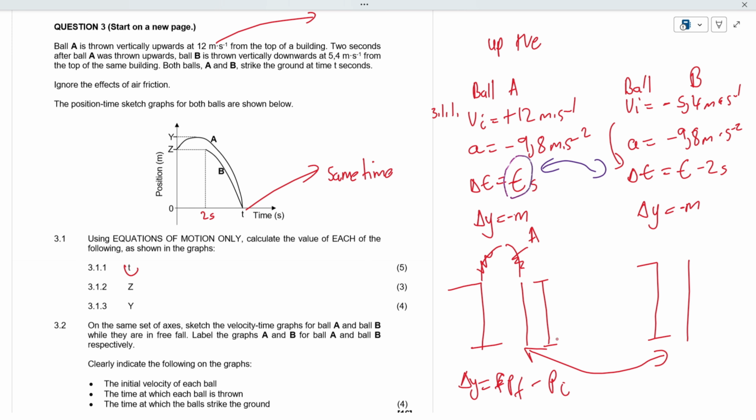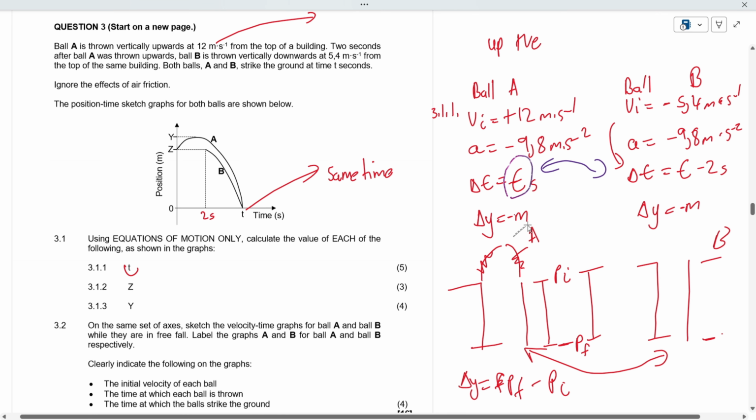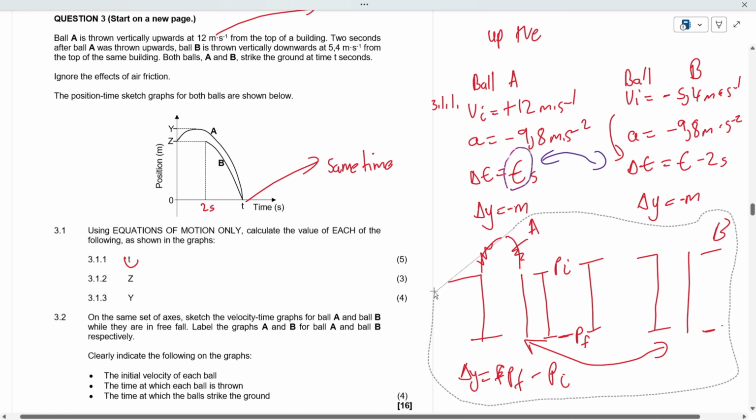So where did the ball end? It ended at the bottom of the building. This is the final position. Where did it start? It started at the initial position. When we measure here, it is the height of the building. Where did ball B start? It started at the height of the building. Where did it end? It ended at the bottom of the building, which means that the displacement is going to be the same, because we don't count the time of going up and coming down, since that is going to cancel. So I hope you got me on how the displacement of these two balls is the same.